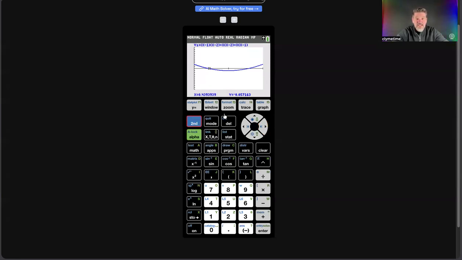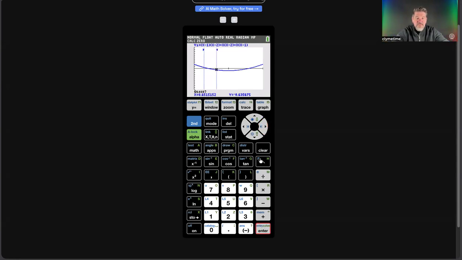which is the second calc button. And you'll see there's a thing called zero here. So if I scroll down to zero, hit enter, it's going to ask me a left bound. And so I'm going to go to something that's clearly on the left side of the zero and hit enter. And then I'm going to go to something that's clearly on the right side of the zero and hit enter.